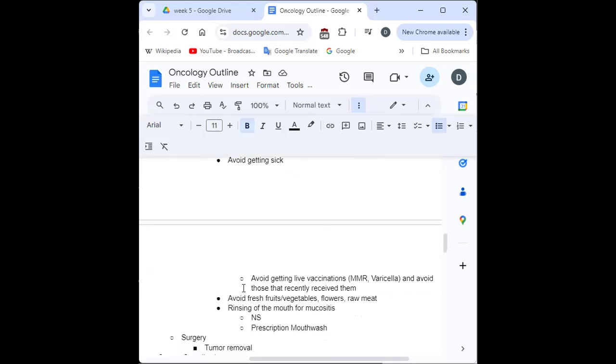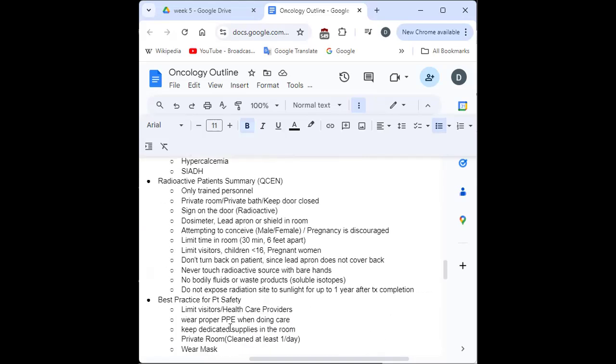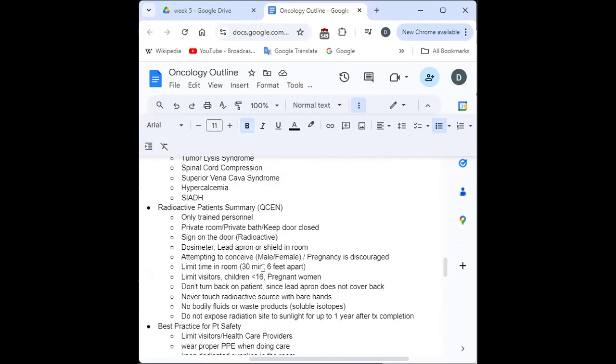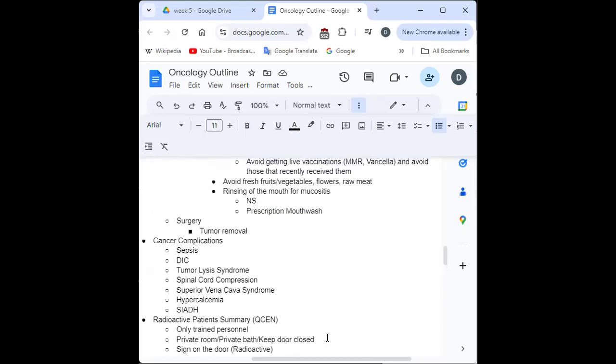So live vaccines, avoiding these things. The mouth rinse is good, and definitely look at the best practice. This one is good information to know for sure. I think the main ones to focus on are limiting time in the room and limiting visitors, and everything else is maybe a little bit extra, but definitely not bad to know. Understanding the lead apron and that it's only protecting the front, patients in a private room, all that stuff here.